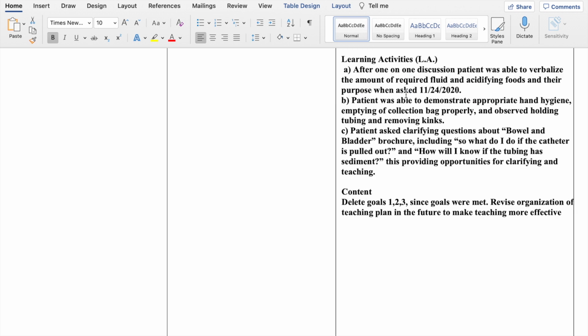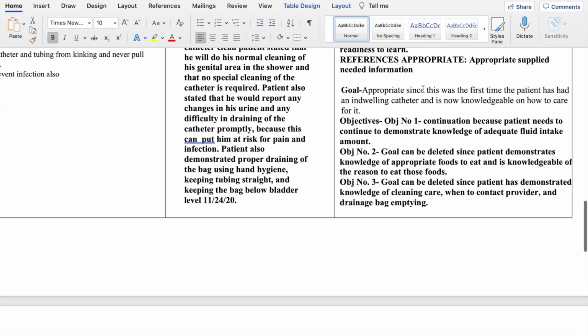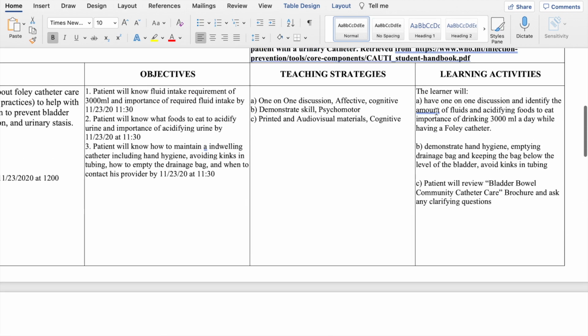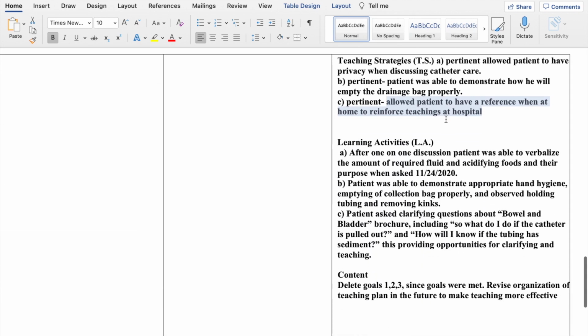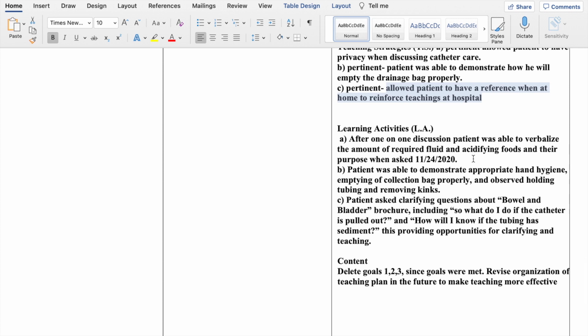The learning activity. So after one-on-one discussion, patient was able to verbalize the amount of required fluid and acidifying foods and their purpose when asked. You literally evaluate each one of your learning activities. So you would go back up to your learning activities section and you would evaluate each one. So you evaluate what the patient did and whether it was effective, whether it was appropriate. And just essentially what happened. Patient was able to demonstrate appropriate hand hygiene, emptying of collection bag properly, and observed holding tubing and removing kinks.